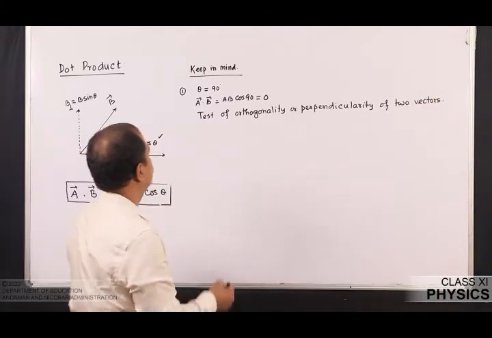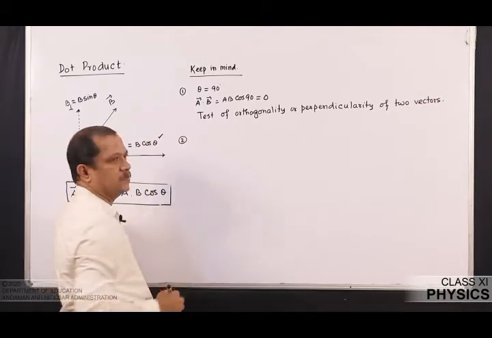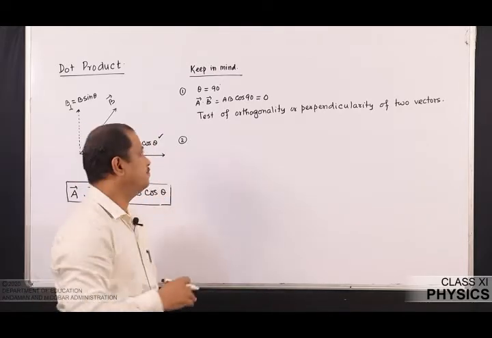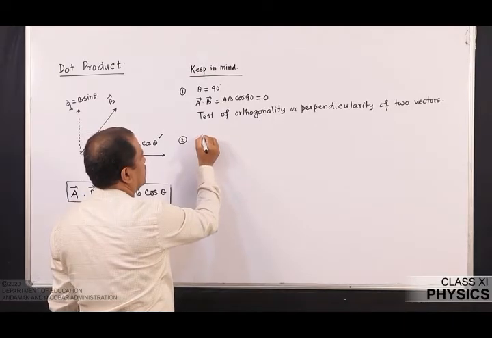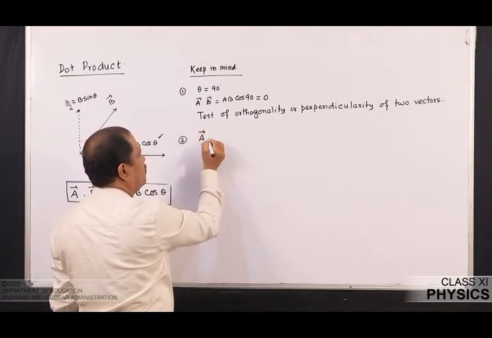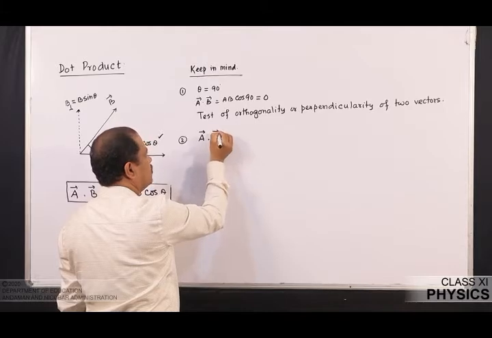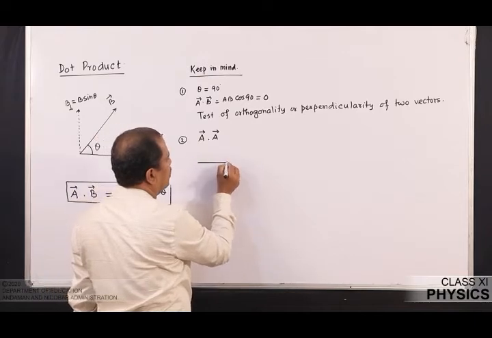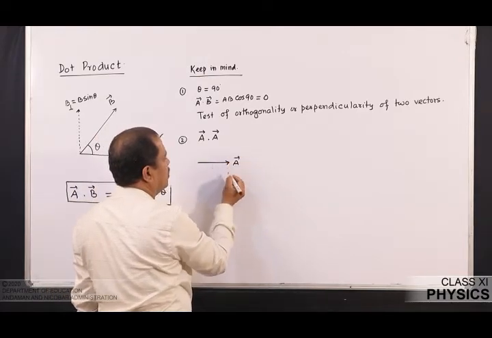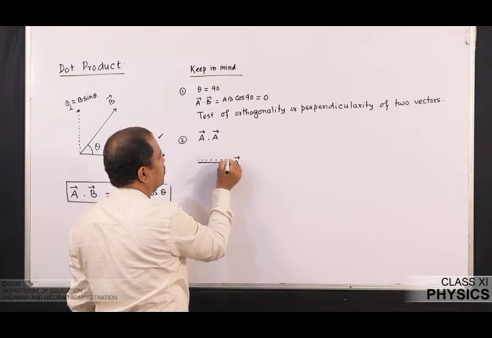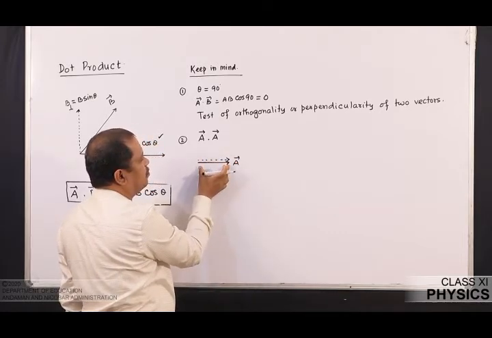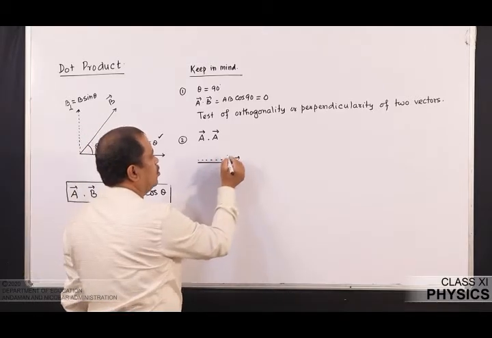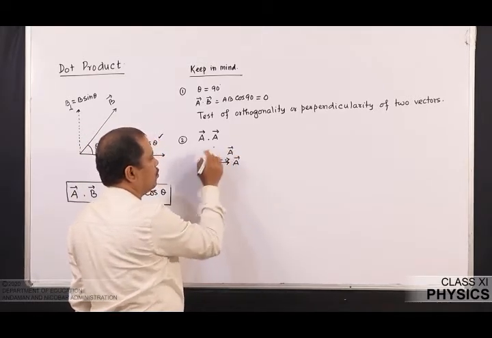Second condition: I want to find the dot product of the same vector. Say this time I have vector A, and I want to find the dot product of the same vector. What do I mean by the dot product of the same vector? I have one vector, say this is A, and the second vector is also the same vector. I have the freedom to shift this vector parallelly to any place, so I just placed it above. This is also a vector, and I am trying to find the dot product of the two vectors.